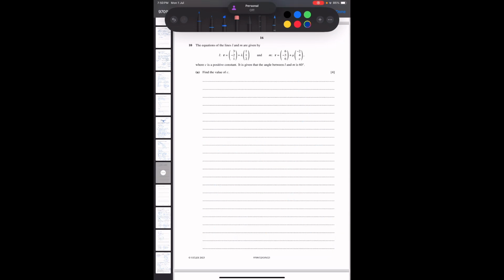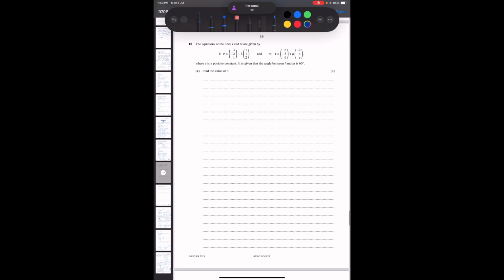Moving on to question number 10. The equations of the lines L and M are given by this, that L has this equation and M has this equation, where C is a positive constant. It's given that the angle between L and M is 60 degrees. We have to find the value of C. So when they give us the statement that the angle between L and M is 60 degrees, this states that we have to use scalar product, okay?